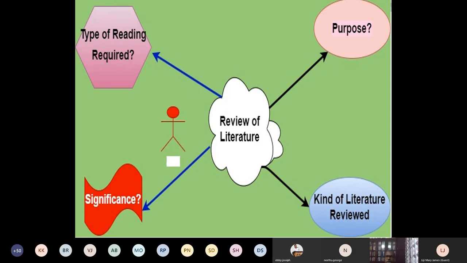Then after completing the first reading, you take the same articles again and again, and read more and more. You will get better insights in the area in which you are working. Repeated reading is essential for the proper understanding of a good quality research article. I have read some articles more than 50 times to understand properly what the authors are establishing or saying. So that is very important. And what is the significance of the review of literature, that I will explain in subsequent slides.